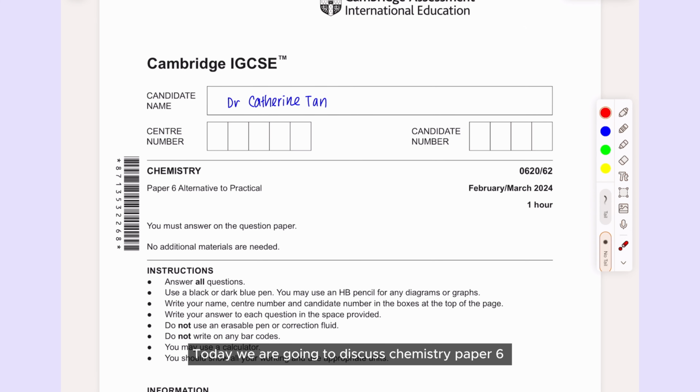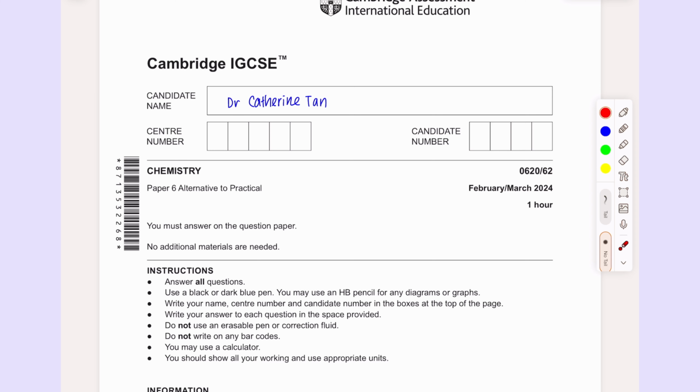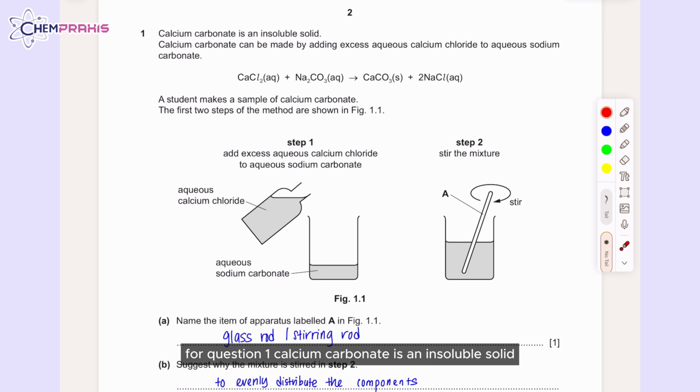Today we are going to discuss Chemistry, Paper 6, Alternative to Practical, 0620/62, February-March 2024 paper. For question 1, calcium carbonate is an insoluble solid. Calcium carbonate can be made by adding excess aqueous calcium chloride to aqueous sodium carbonate. This is the chemical equation. A student makes a sample of calcium carbonate. The first two steps of the method are shown in figure 1.1.